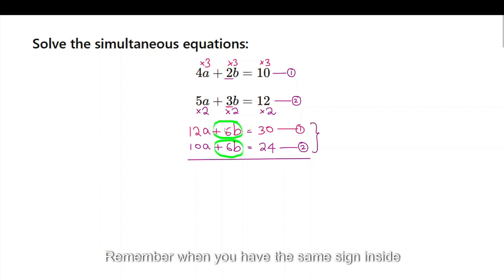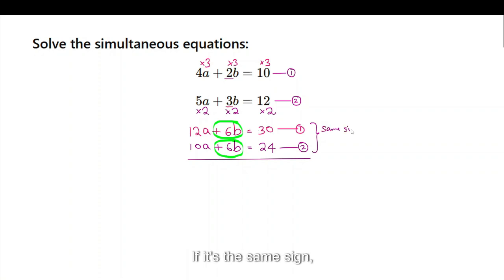Remember, when you have the same sign inside the circle, because they are both positives, it could be positive, positive or negative, negative. What matters is that it is the same sign. If it is the same sign, you always take away. So how do we take away? We take away these two. 12a take away 10a gives me 2a. Then we take away these two. Obviously, 6b take away 6b is nothing. That's exactly the point of doing this because I need to get rid of the b's.